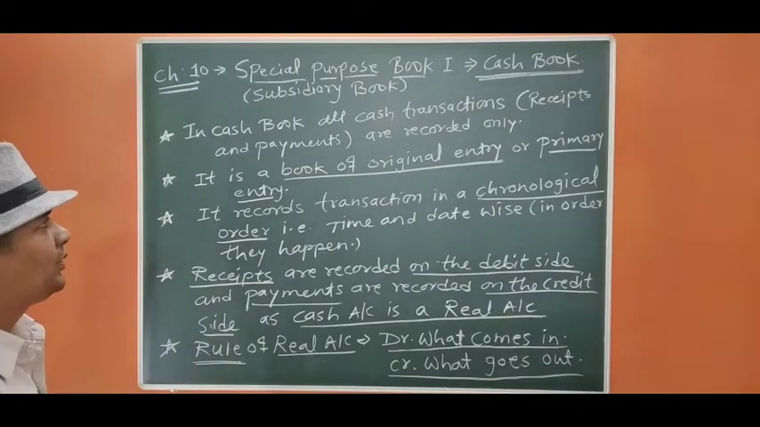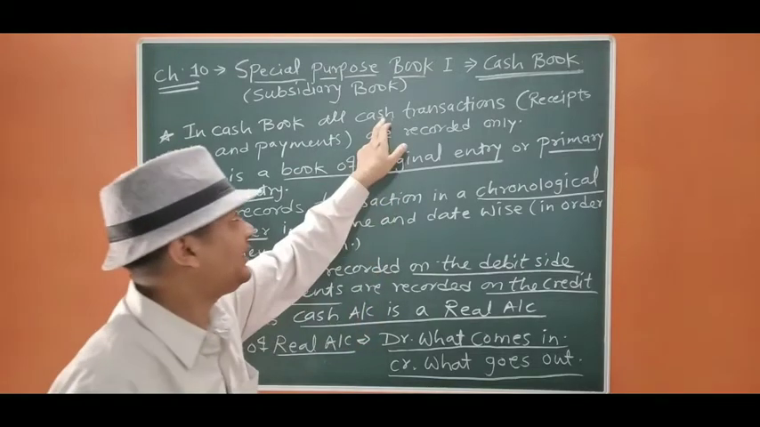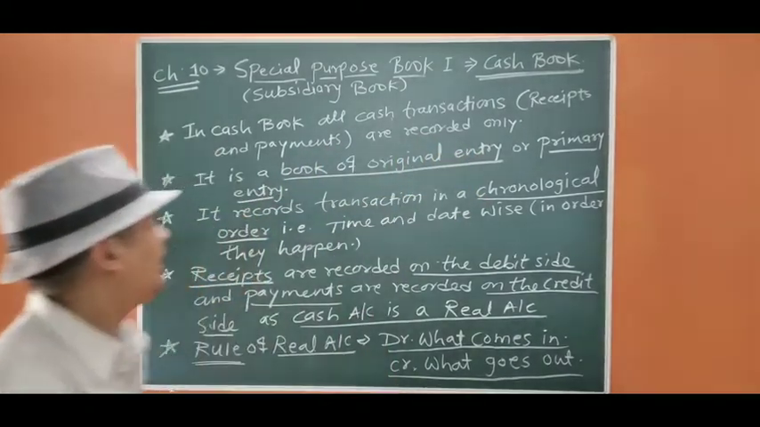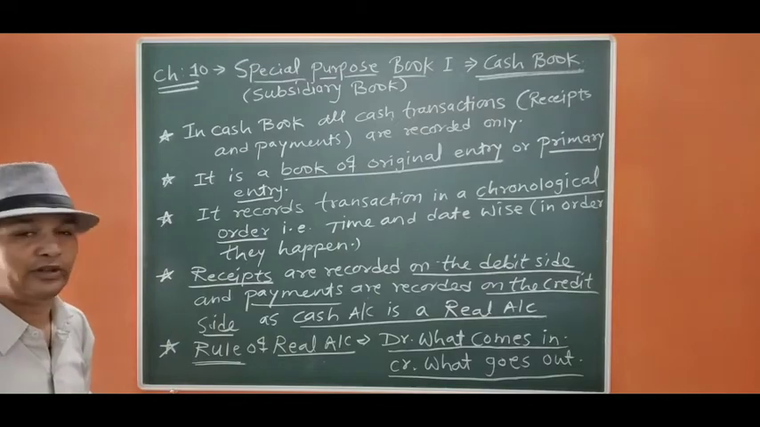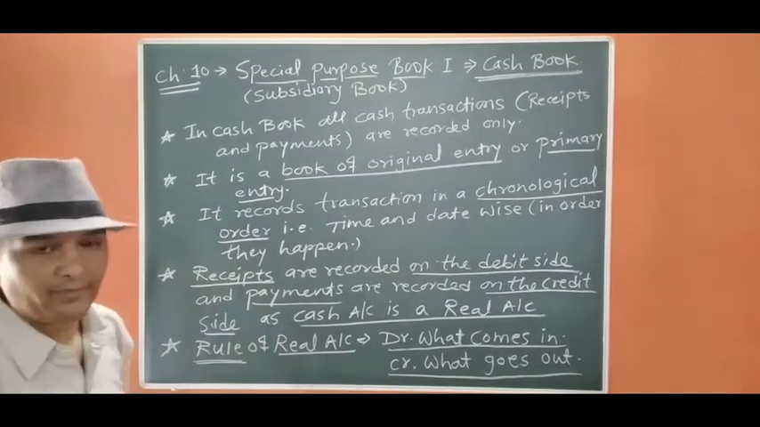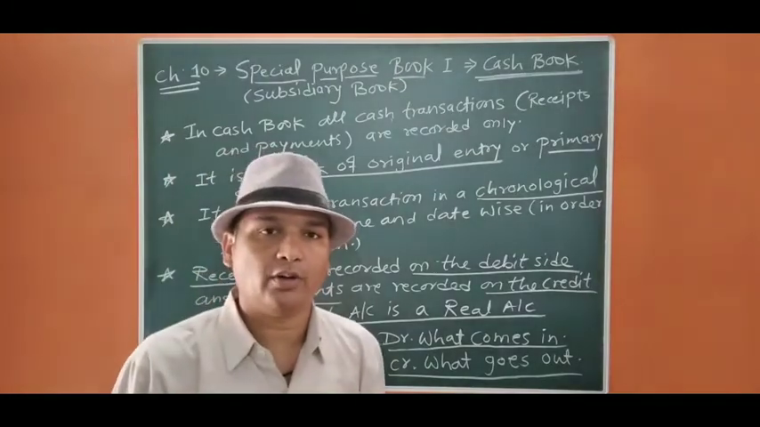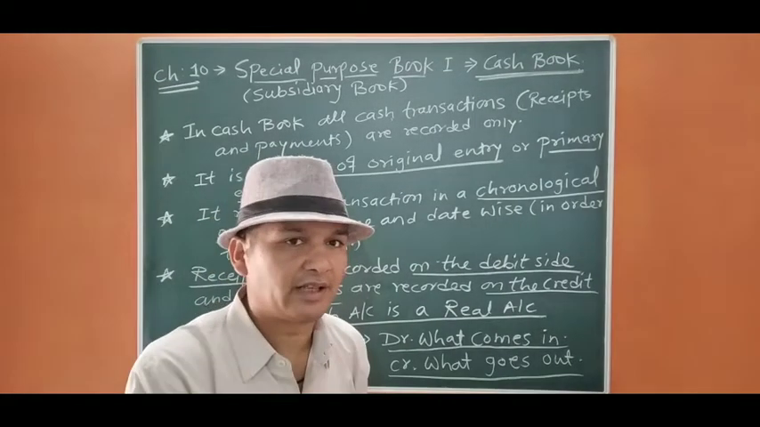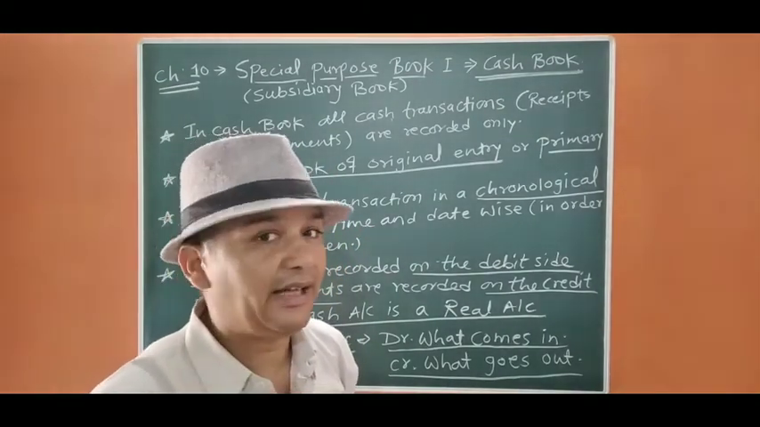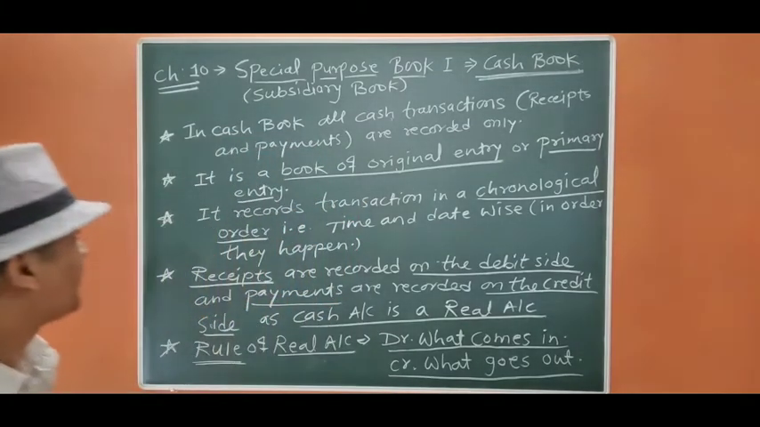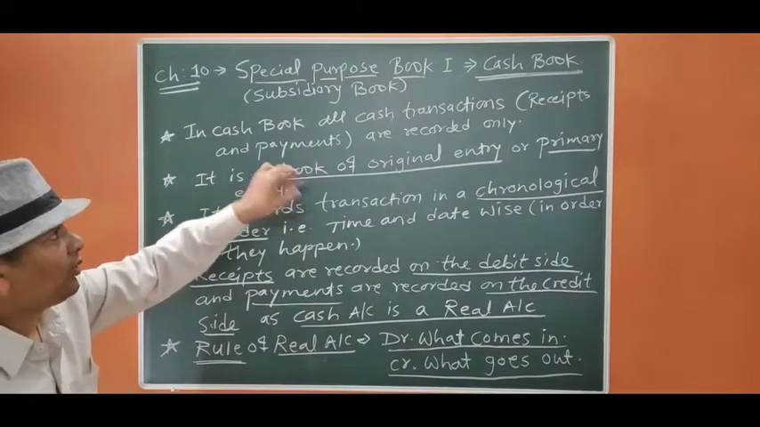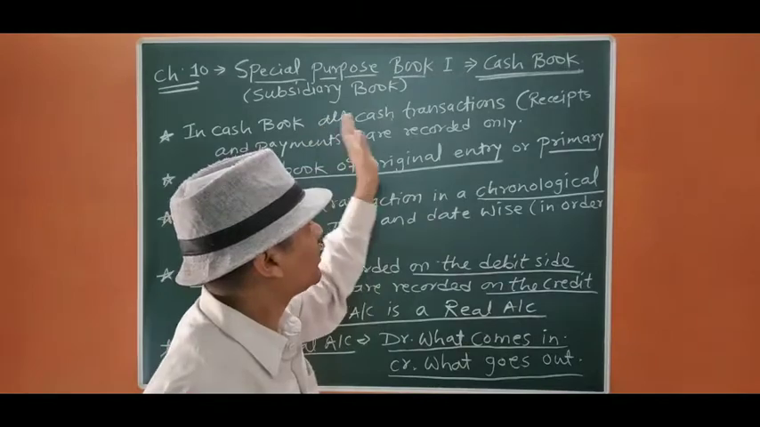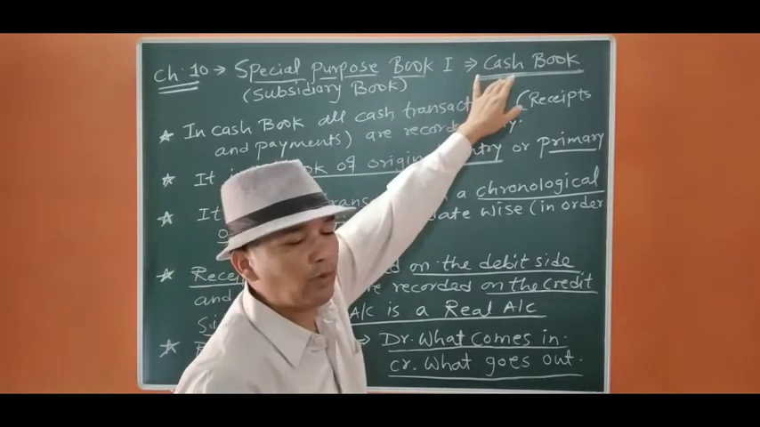First, in the cash book, only cash transactions, that is receipts and payments, are recorded. Secondly, it is a book of original entry or primary entry in which we record the transactions of large scale business. Small scale business transactions are recorded in general entries. But it is a book of original entry because a large business records all its transactions in subsidiary books, and one of those books is the cash book.